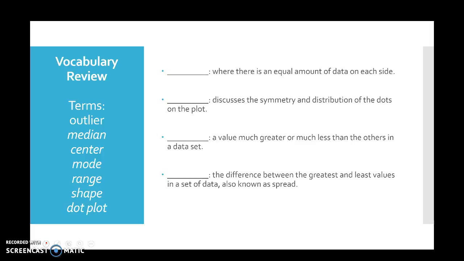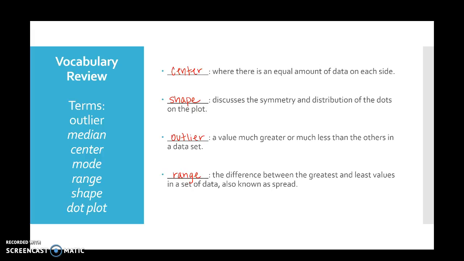Okay, so now give these 4 a shot. Press pause and then I'll check your answers. Okay, so now go ahead and check these. So center is where there is an equal amount of data on each side. Shape discusses the symmetry and distribution of the dots.